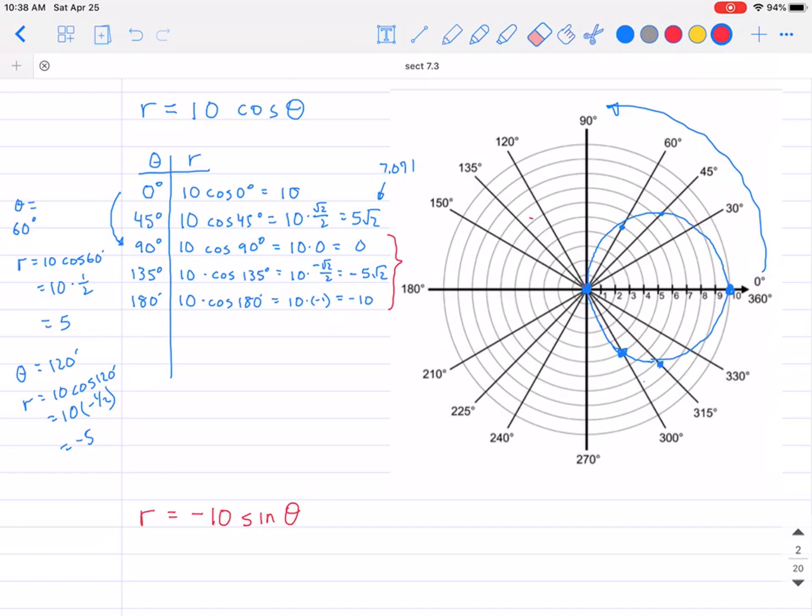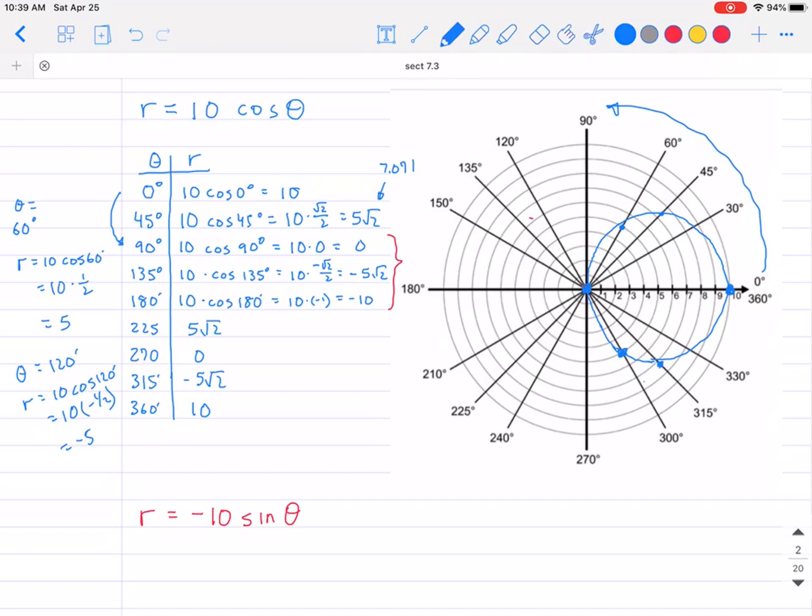And now if we try to finish off the rest of it, because normally we go from 0 to 360, you can go ahead and do 225. And let me change this a little bit. Okay, so at 225 you solve for r, which is going to be again 5 root 2. At 270, that comes out to be 0. At 315, that comes out to be negative 5 root 2. And then at 360, that comes out to be, let's see, it's equal to 10.